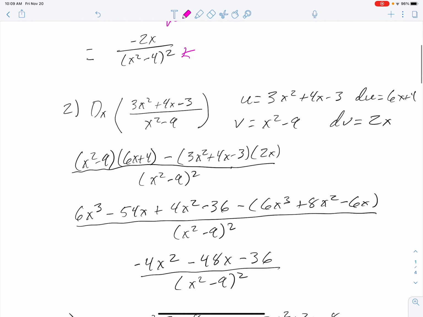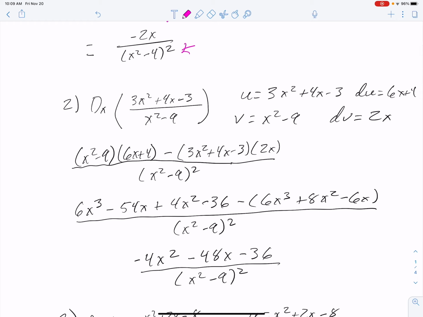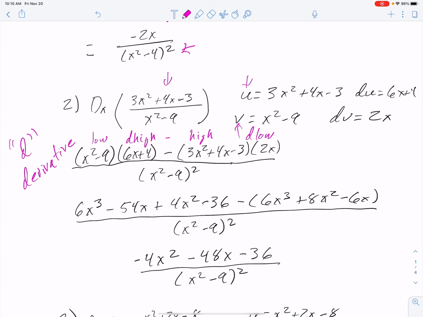All right, so number 2. Again, if it looks like something can factor and cancel, go ahead and do that. The numerator is not factorable, so that's really not an option. I've labeled u, I've labeled v. Again, you don't have to do that, but at the beginning it might help. And so, in terms of our saying, I've got low d high minus high d low. Remember, the d stands for derivative, so the derivative of high and the derivative of low.